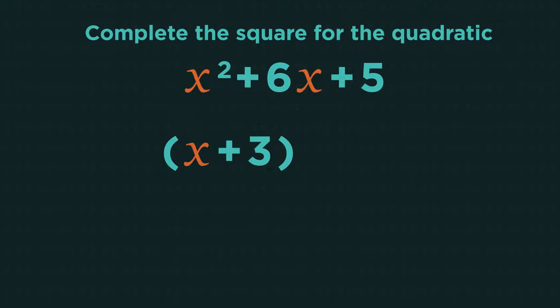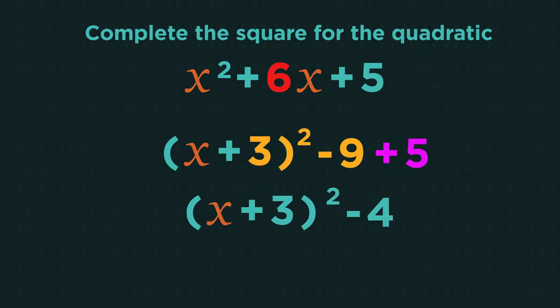Let's have a look at an example. We take half of the x term and put it into our bracket with x. So half of 6 is 3. Square the bracket, so x plus 3 squared. And because 3 squared is 9, we need to subtract 9. Then bring the 5 down from the question. So we get x plus 3 squared minus 4. And we've completed the square.